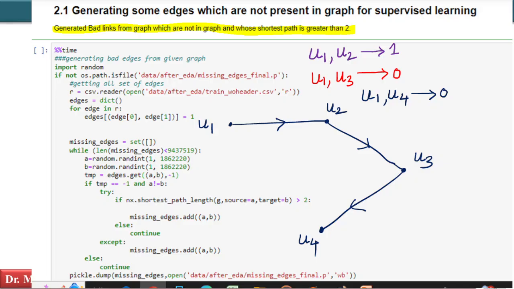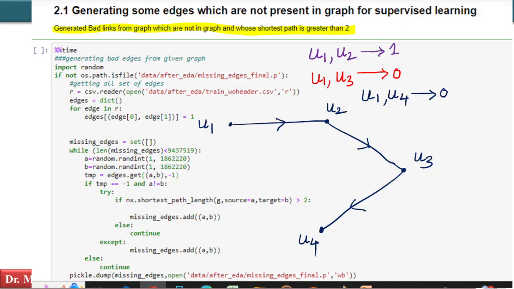That is important. Let's take u1 and u3. u1 is a user who is following u2. u2 is a user who is following u3. There is a very high chance that u1 would eventually follow u3, because these three, u1, u2, u3, could be friends. Probably u1 does not know that u3 exists.